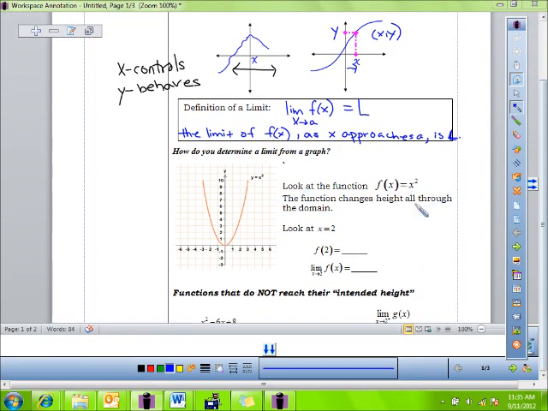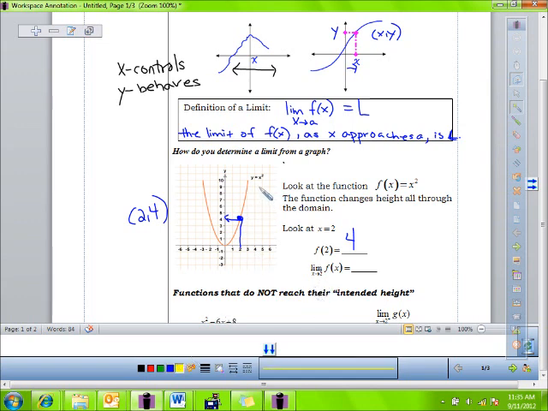So here you have the function y is equal to x squared, or f of x is equal to x squared. So if you look at x is equal to 2, right here, f of 2 is equal to 4. So that's how you can find the ordered pair. That is the ordered pair, if you want to put that point on there, it is the ordered pair (2, 4). So then you ask what is the limit as it comes from there.